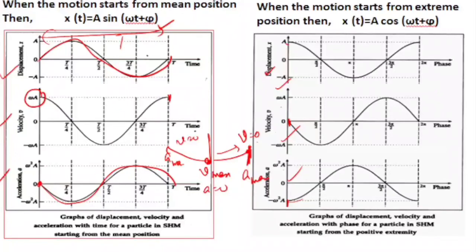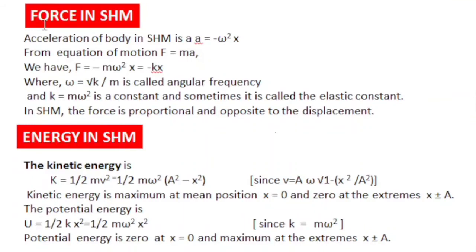After this, I'm going to discuss force law in simple harmonic motion, then energy in simple harmonic motion. You know, acceleration of body in simple harmonic motion is what? a equal to minus omega square x. We already derived this one, right? Now from Newton's second law, what is force? Force is equal to ma. So when you put this value of a in this equation, F becomes minus m omega square x, and this m is mass of the body, omega is angular frequency.